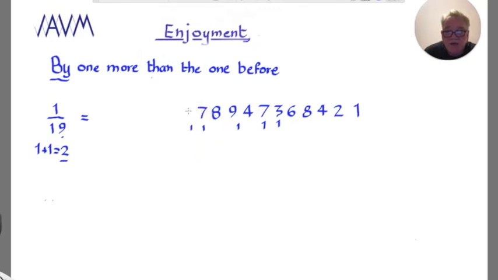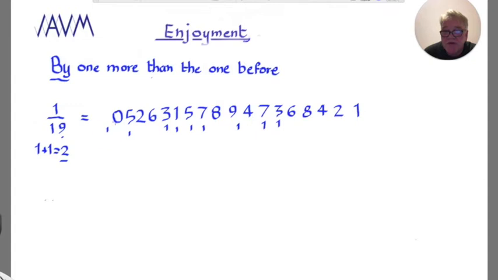Double 7 and add 1 is 15. Double 5 and add 1 is 11. Double 1 and add 1 is 3. Double 3 is 6. Double 6 is 12. Double 2 and add 1 is 5. And double 5 is 10.